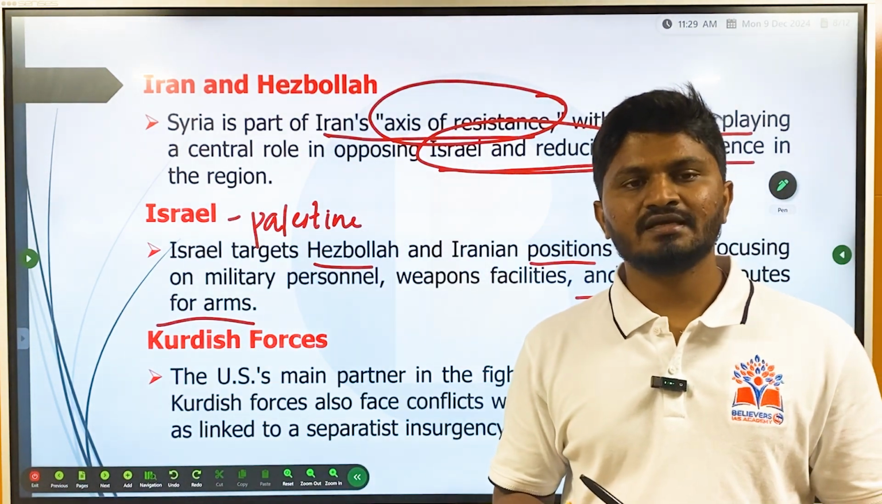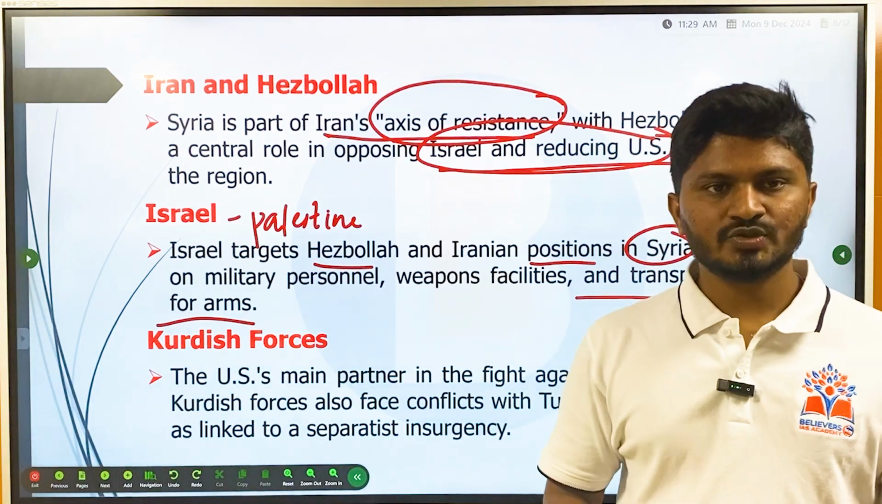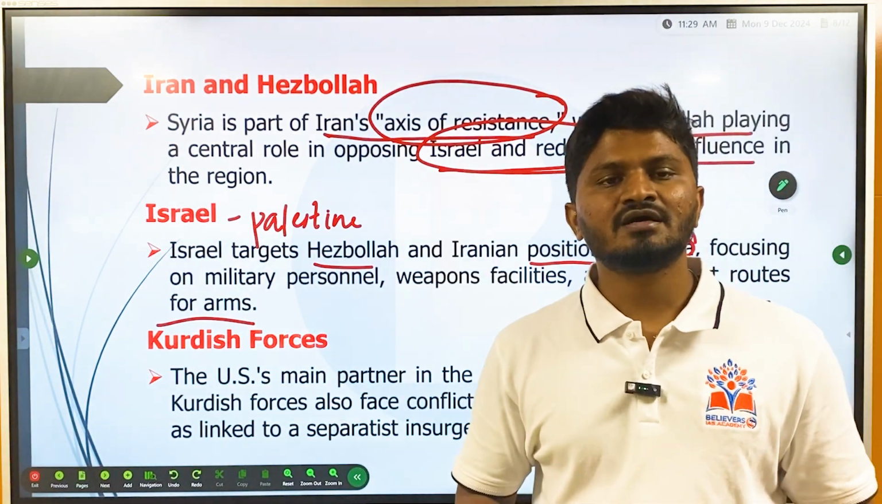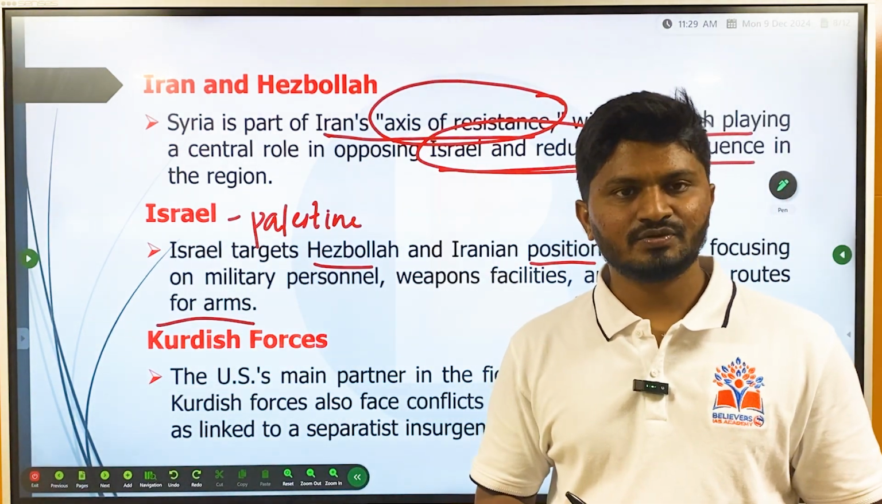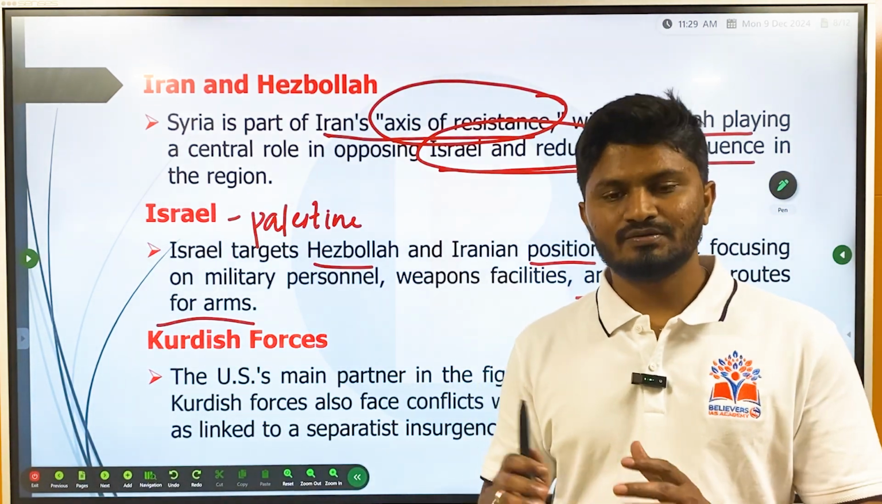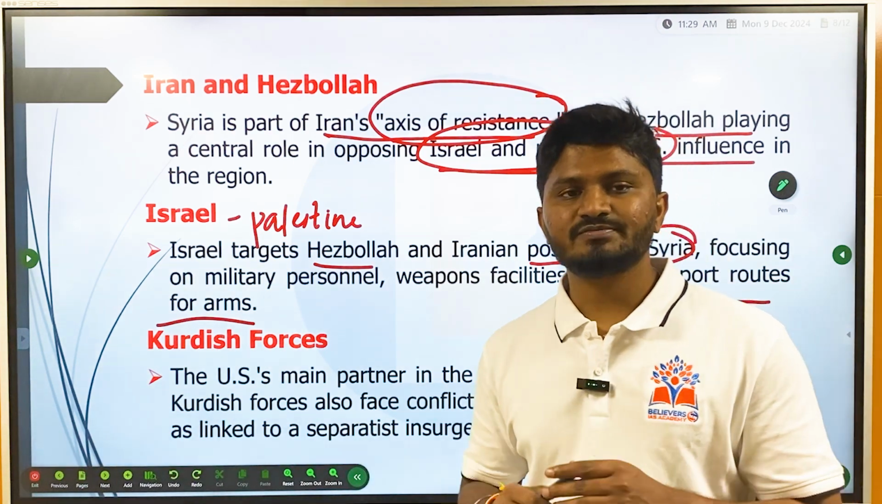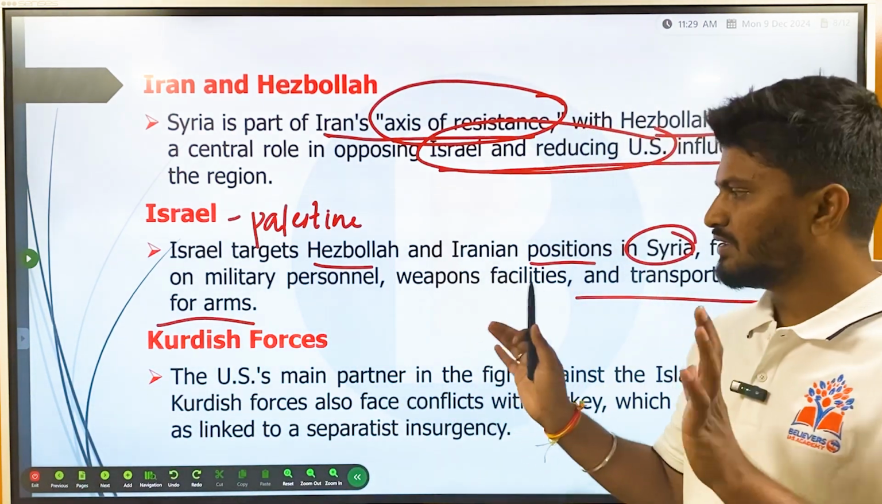So they keep striking Israel and they keep striking Iran forces which are present in this Syrian region. As a result, Syria has become a war zone for all the countries. Even though Syria is not directly involved in attack against Israel, even then their land is being attacked by Israel because their land is being utilized by Hezbollah. Very complex, but try to understand.